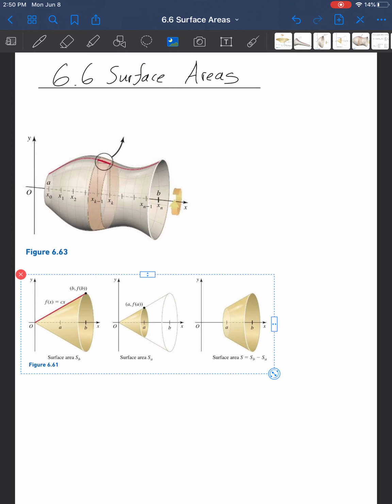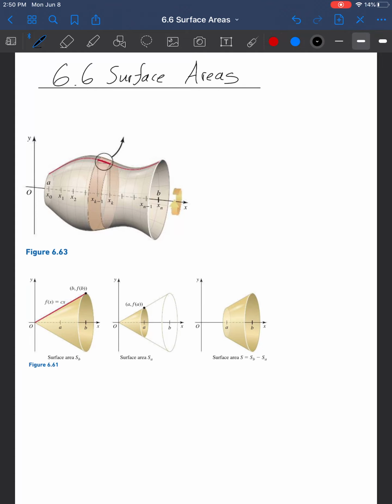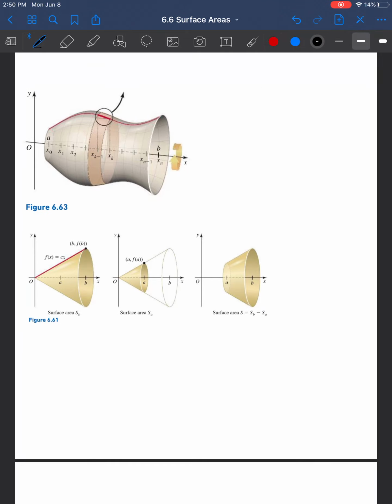So if we think about it, this last panel right here on the right kind of looks like a flipped version of the segment we're talking about in figure 6.63. So in order to figure out what this surface area is going to be, we can just take the surface area of the bigger cone, subtract out the surface area of the smaller cone.